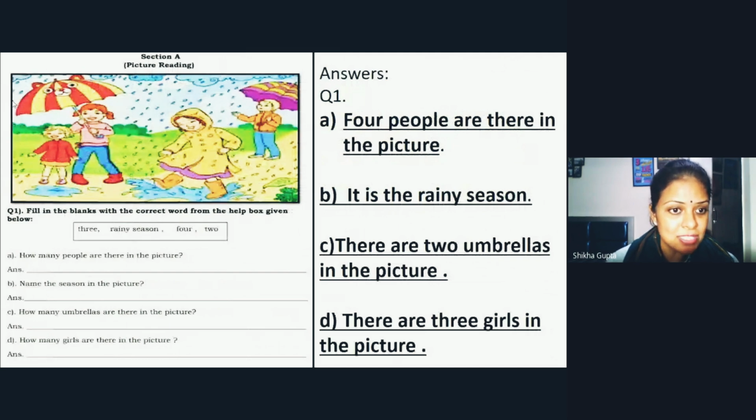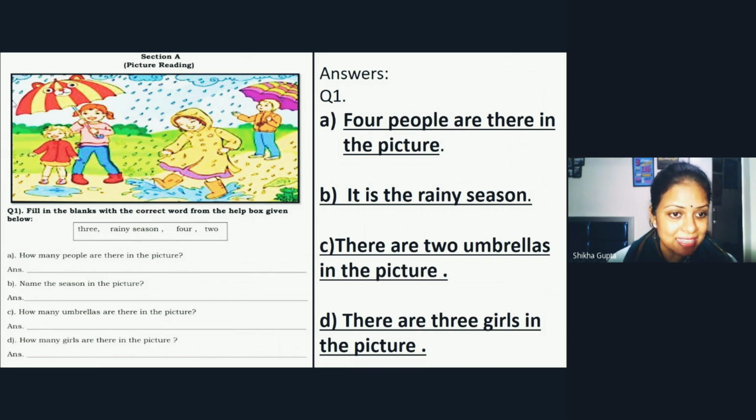First question was, how many people are there in the picture? You can just write four, or you can write the answer in a full sentence. If you see and count, how many people are there? There are four people. So the answer will be: four people are there in the picture. Or children, you can just write four.